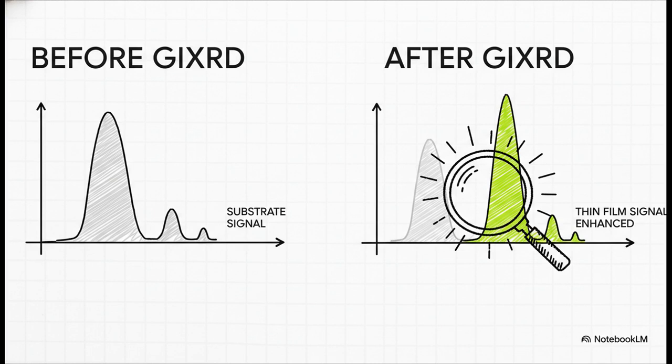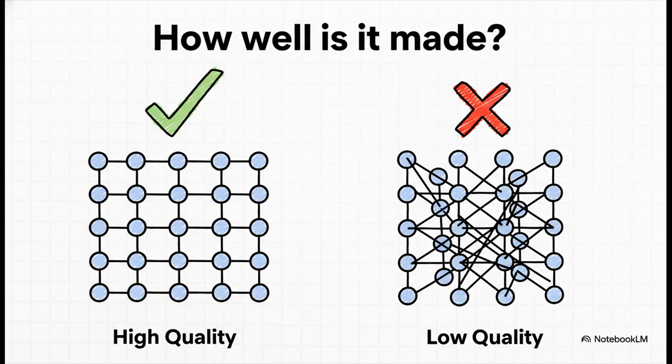This technique turns that volume way down, so the tiny, faint signal from the thin film can finally be heard loud and clear. Tool number 3 is the rocking curve.